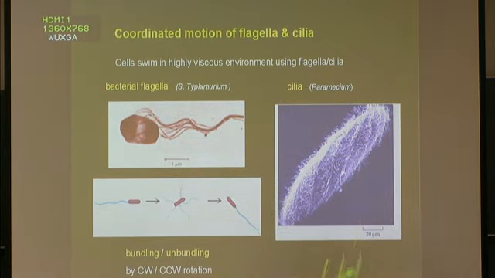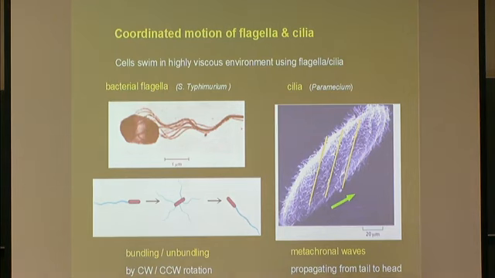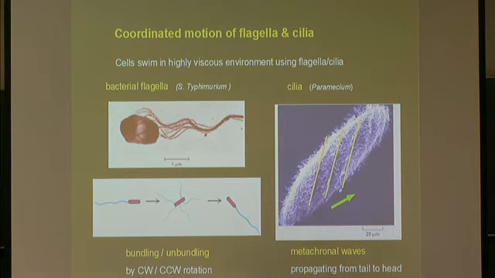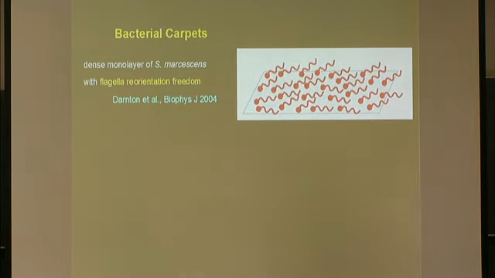So first, I show a model of the orientational order in bacterial flagella. Bacterial flagella and cilia are very different types of filaments, so we have a model for each type. First, bacterial flagella. We are inspired by an experimental study of the so-called bacterial carpet, which was proposed by the group of Howard as a new kind of microfluidic device that uses the flagella to efficiently transport the fluid.